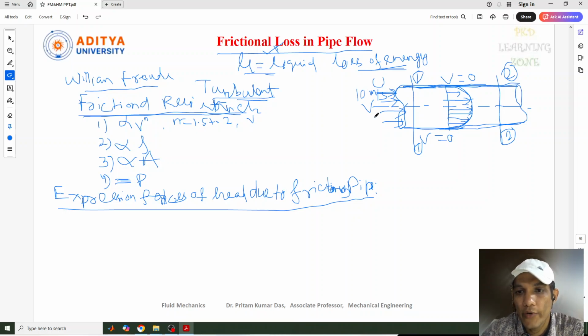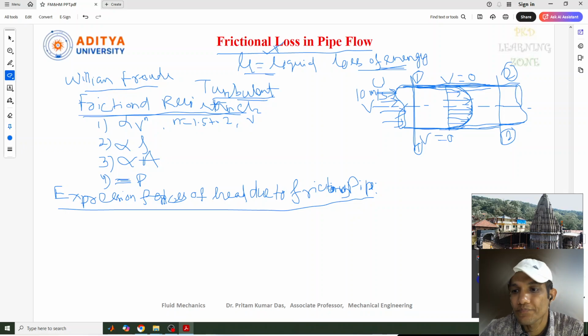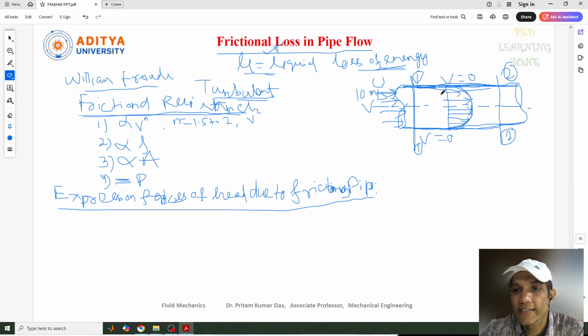Now when the liquid or fluid is flowing through the pipe, it travels a certain distance. It is flowing from the inlet point and leaving from the outlet point, but in this region we will just consider two different sections, through which we can apply Bernoulli's equation: section 1 and section 2. This is a length of L, and this diameter is D.